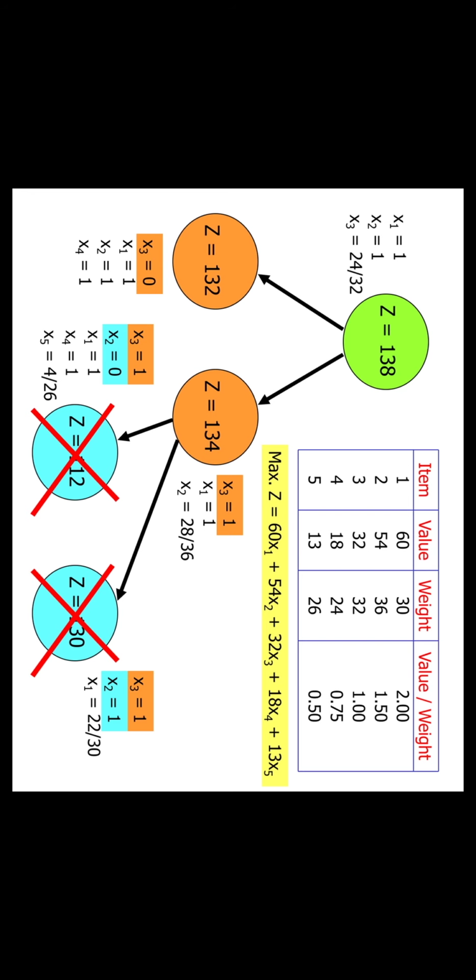And since there are no other branches to analyze, only then can we assume that the analysis wherein we got the value of z equal to 132 is our final answer, which means that the only items that we are supposed to put inside our knapsack are items 1, 2, and 4. This is the branch and bound method for solving integer programming problems.